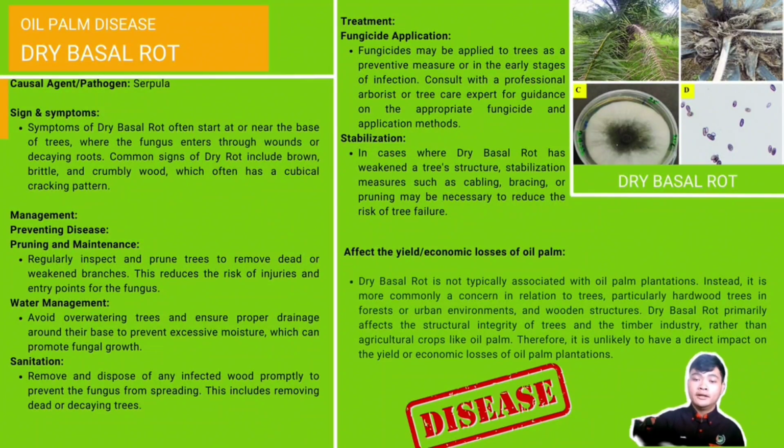And the effect of this disease on the economy or the yield is not typically associated with oil palm plantations. Instead, it is more commonly a concern in relation to hardwood trees in forests or urban environments. Basal rot primarily affects the structural integrity of the tree and the timber industry rather than agricultural crops like oil palm. Therefore, it is unlikely to have a direct impact on the yield or economic losses of the oil palm plantation.